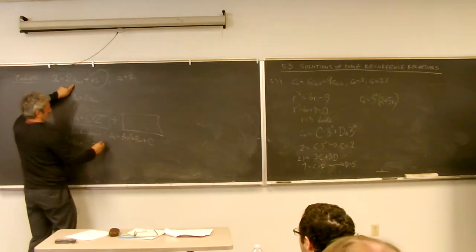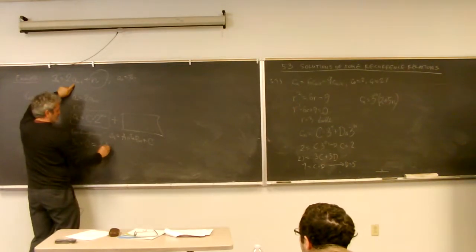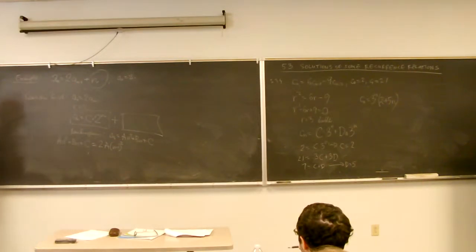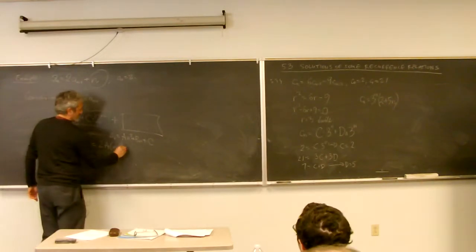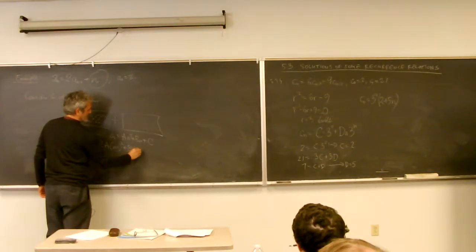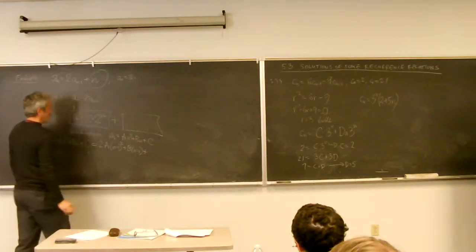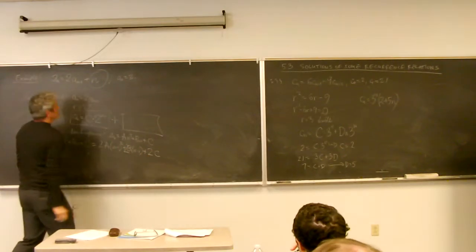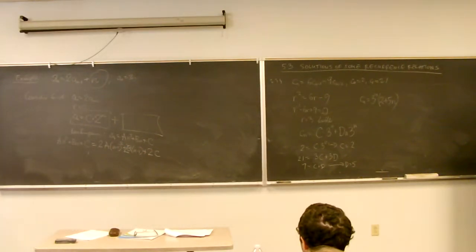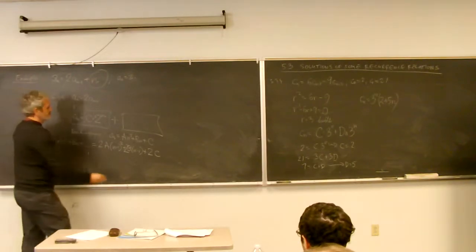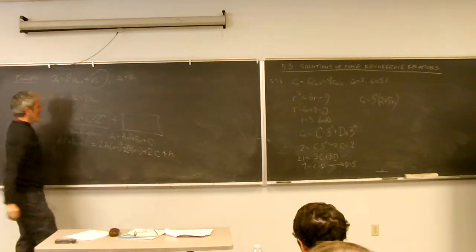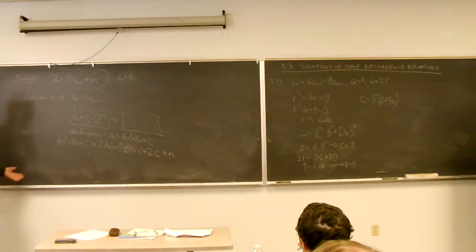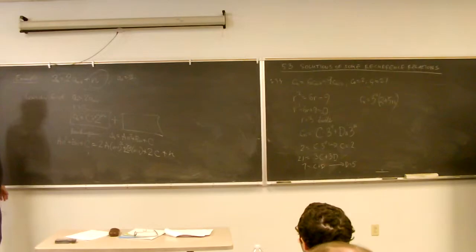equals 2 times a(n minus 1) squared plus b times (n minus 1). Did I lose my 2? Yes, I did. 2b plus 2c, and plus n. And then what do we do? Just combine like terms, compare coefficients, and you will get your a, b, and c.